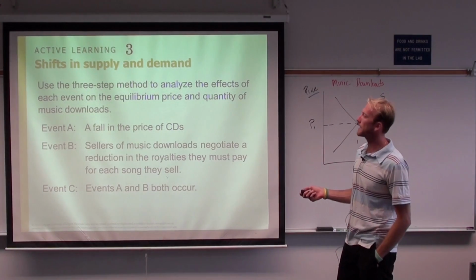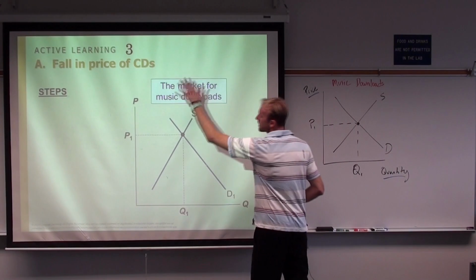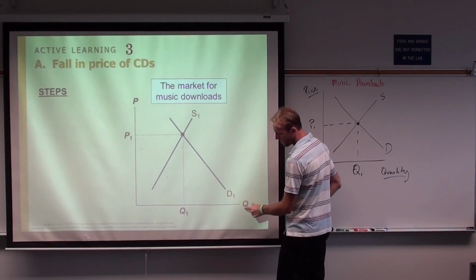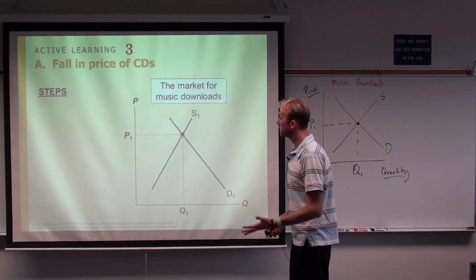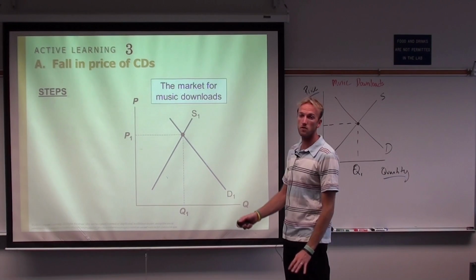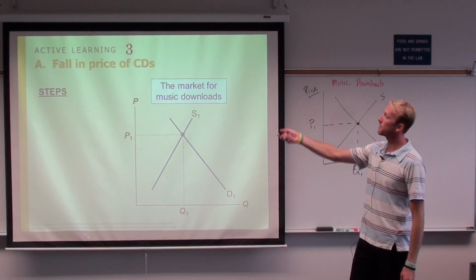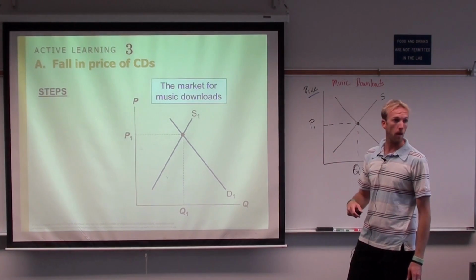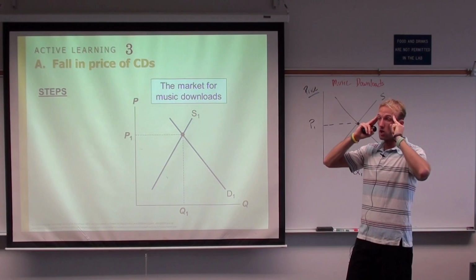Let's do event A, a fall in the price of CDs. Okay, so we have the market for music downloads. That means our axes are quantity and price of music downloads, right? I have an original supply, original demand, original price, and original quantity. Everything's in equilibrium. Boom. What's the thing that happens? A fall in the price of CDs, right? So step 1, what curve shifts?